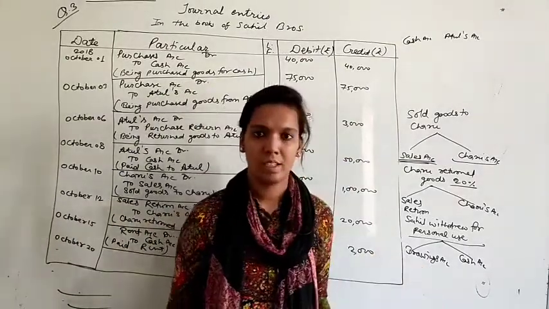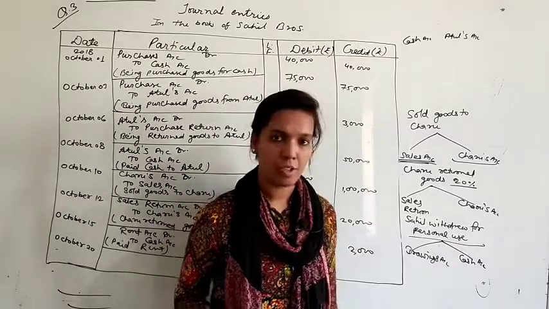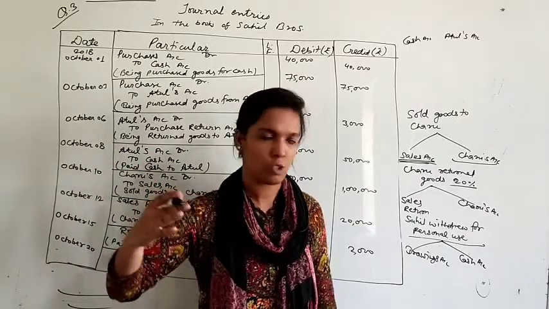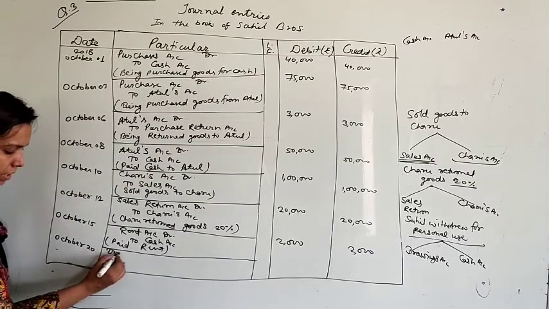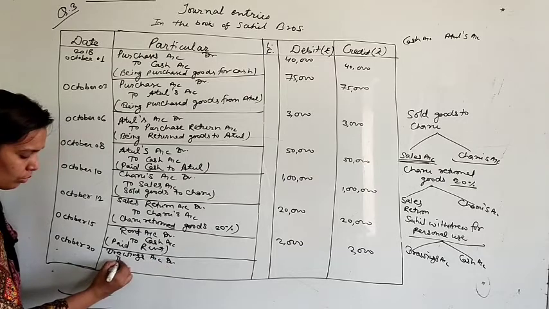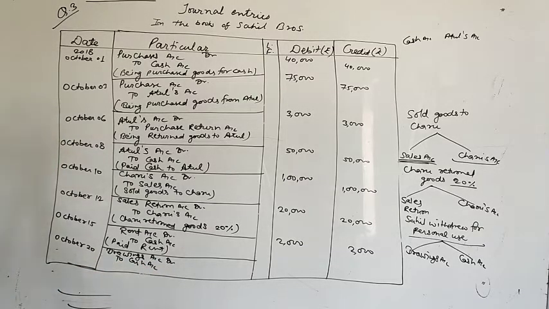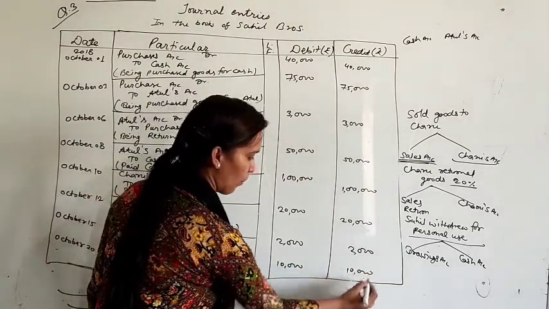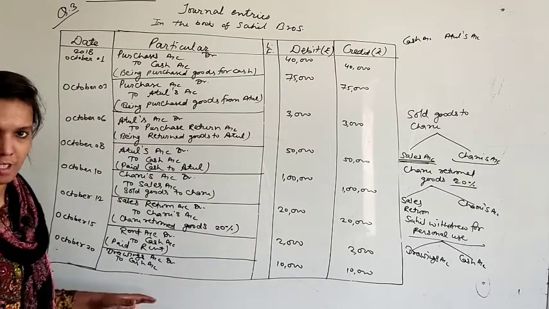Now drawing is a type of expense for a business. And whenever the proprietor is withdrawing money from the business, it means cash is going out from the business. So cash will be credited and drawings will be debited. So the entry will be drawings account debit to cash account. How much? 10,000. The proprietor is withdrawing rupees 10,000 from the business. Okay, so all transactions are completed now.